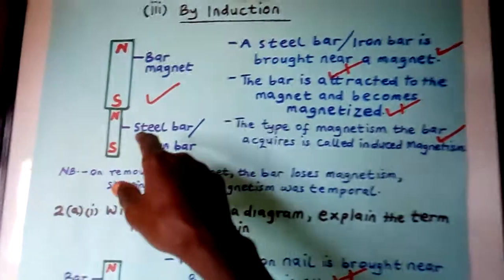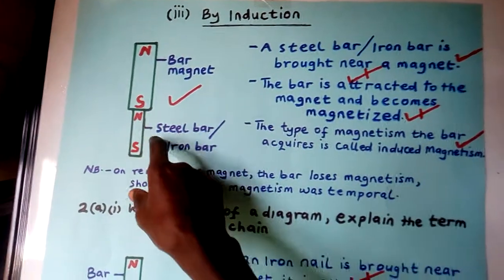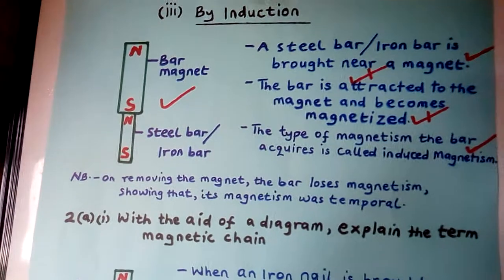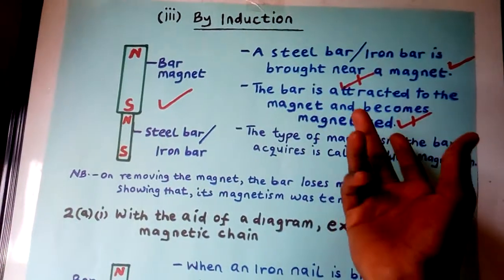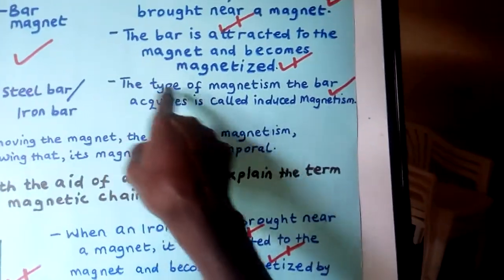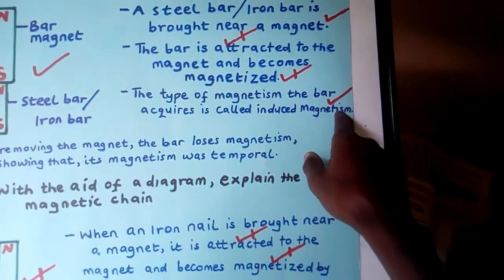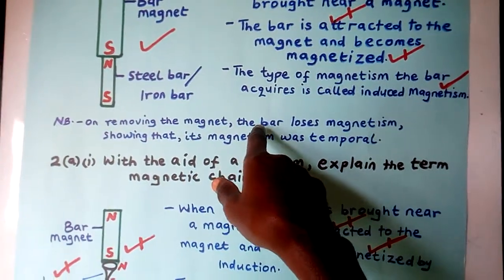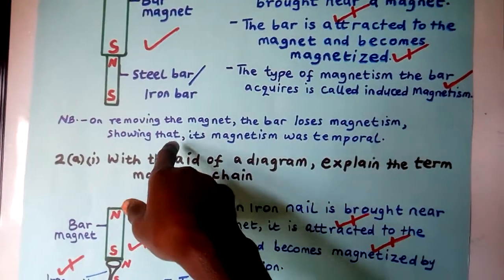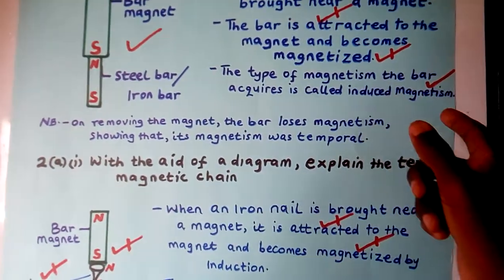South. Now, research has shown that should you remove this bar magnet and you leave this steel bar alone, you realize that the steel bar also loses magnetism. So once the bar magnet is removed, the steel bar also loses what? Magnetism, which means, that is our next statement, the type of magnetism which the steel bar acquires is called induced magnetism. It is temporal. It is induced magnetism, and we are putting it here in writing to emphasize. Note that on removing the bar magnet, the steel bar loses the magnetism. What does that mean? It means the magnetism which it had acquired is temporal, not permanent.